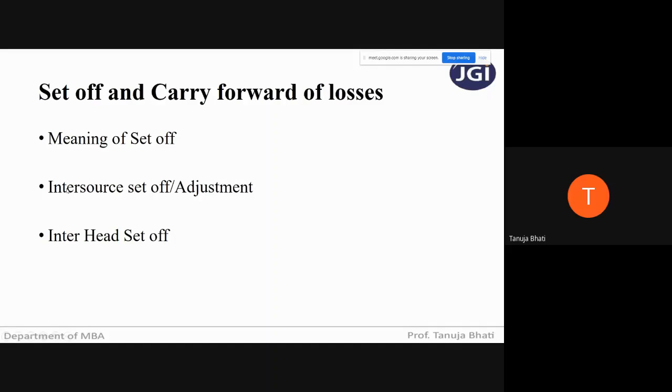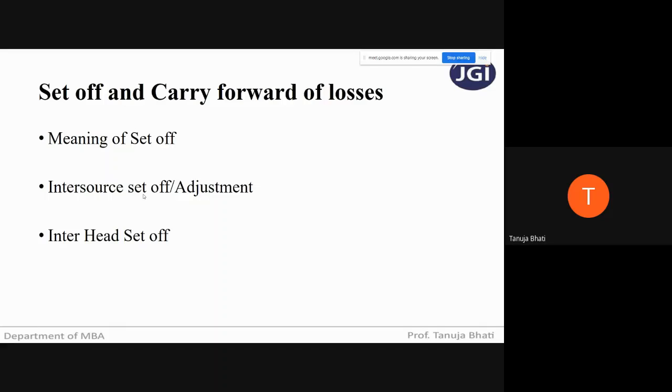Now, let us see what is inter-source set-off. Before setting off against a different head, you will always first set off within its own head. Suppose I have a loss from house property. First you will see if I have a profit from house property, also from different properties that I acquire. Then only you will go for inter-head set-off. So first always inter-source set-off comes. Inter-source set-off means set off within the same source of income.